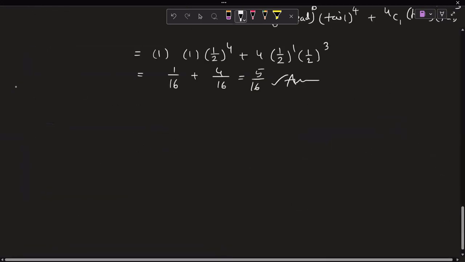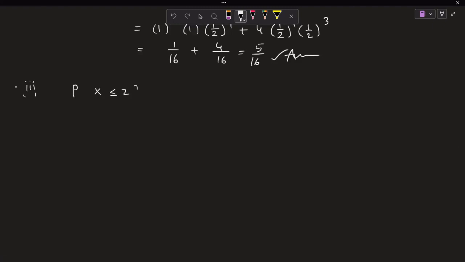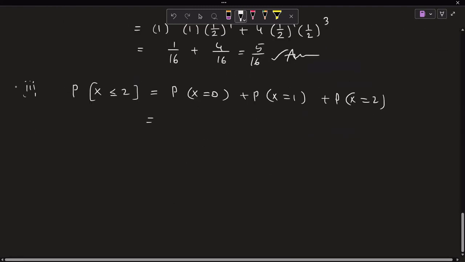Third question, P of X less than or equal to 2. Less than or equal to 2 means P of X is equal to 0 plus P of X is equal to 1 plus 2 is also included, P of X is equal to 2. We already calculated these two values, P of 0 and P of 1, calculated as 5 by 16. So I am copying that value directly.